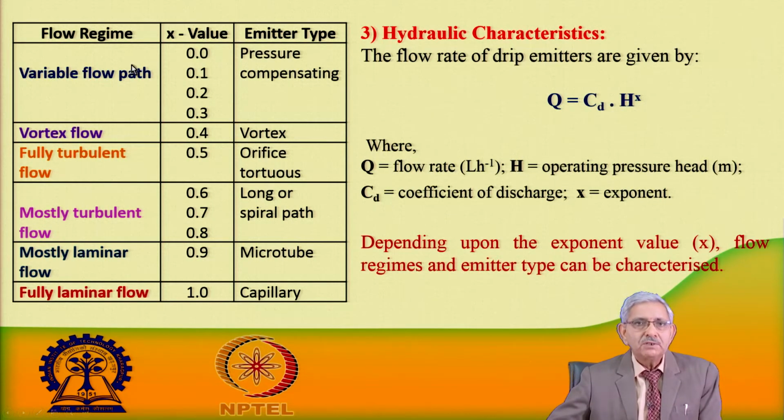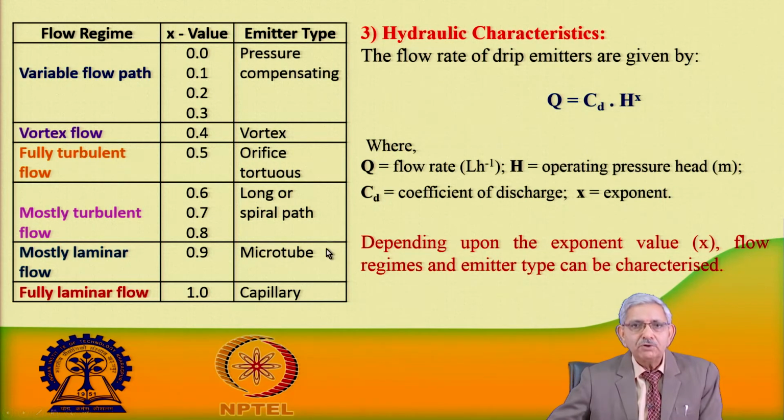Suppose when we say x equal to 0, x equal to 0 means Q equal to C d. It is simply Q equal to C d, means irrespective of any change in the pressure, discharge remains the same. So, such drippers are categorized as pressure compensating drippers.